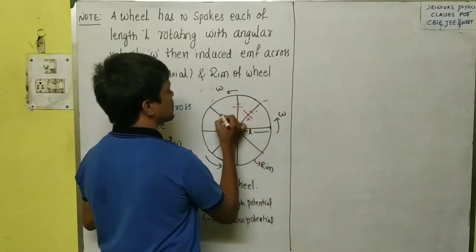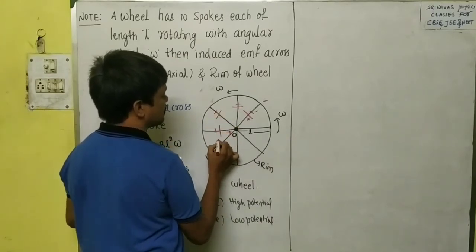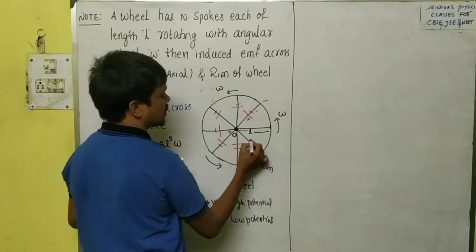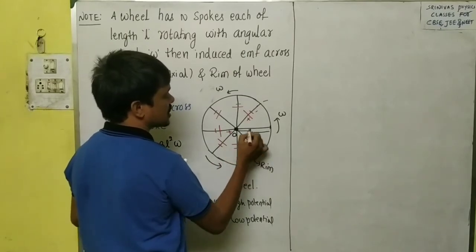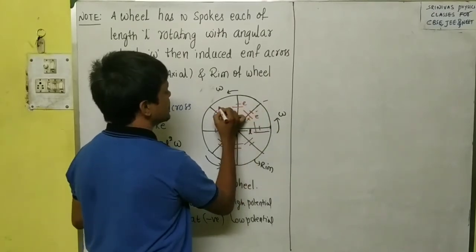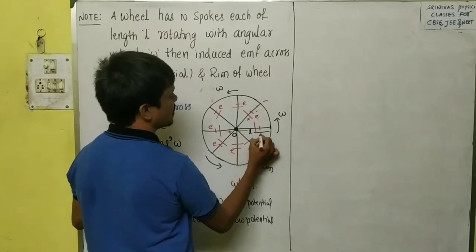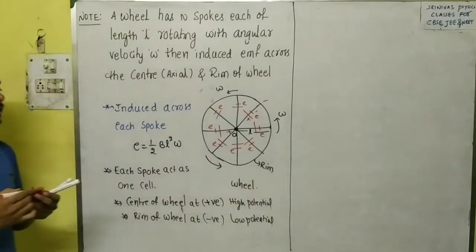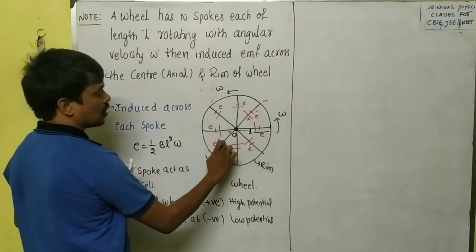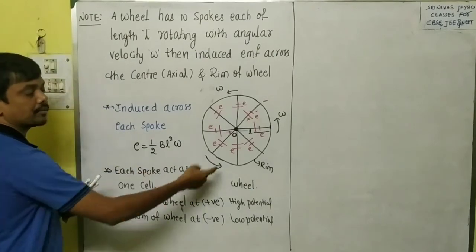Like this, these all act as cells, and for every cell the positive is towards the center and the negative is towards the rim. Like this there are a number of cells, each of EMF E. Then how are they connected? When you see this, all the positives are connected to the center and all the negatives are connected to the rim.